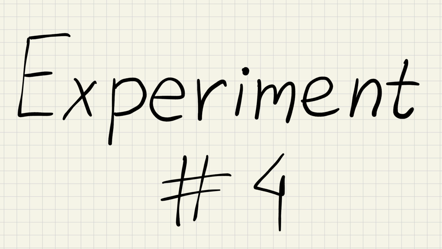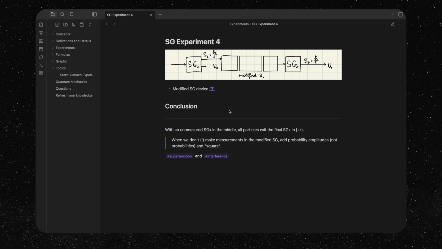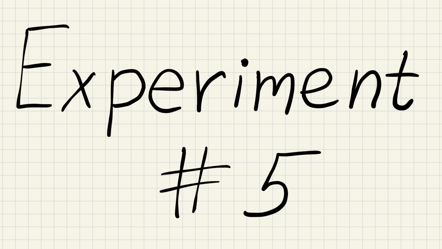Fourth experiment. Now we introduce a modified SGX device, one that recombines the beam so that the output is the same as the input if we don't measure them. This is the key part. When we don't measure, we see that all of the atoms that enter the modified SGX device are spin up, and when they enter the SGZ device, they are still spin up with 100% probability.